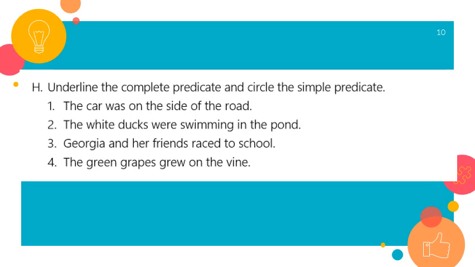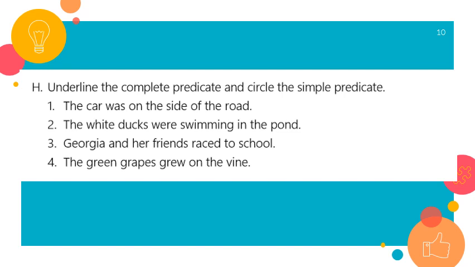H, underline the complete predicate and circle the simple predicate. So now I have to work on the predicate. So in order to work on the predicate, either you split the sentence between subject and the predicate and you take the complete predicate, or you search for the verb in the sentence and you start from the verb till the end of the sentence to get the complete predicate. How? Let me show you.